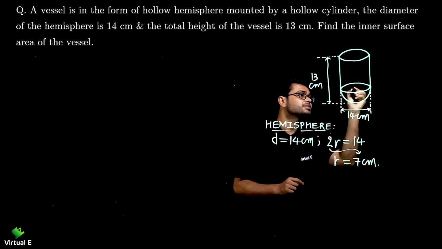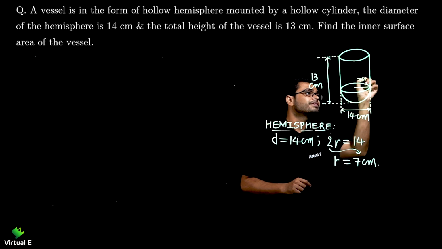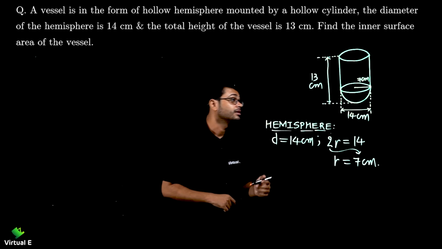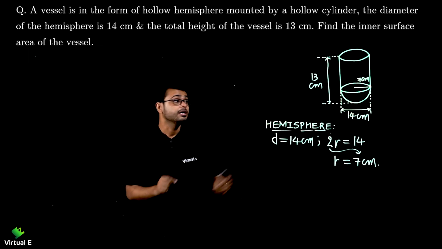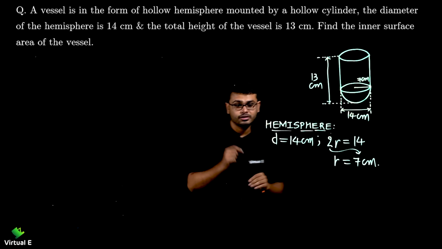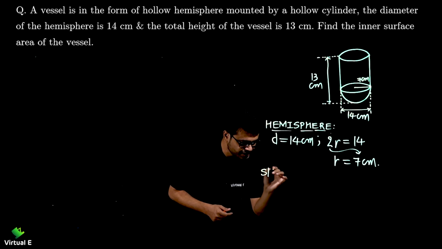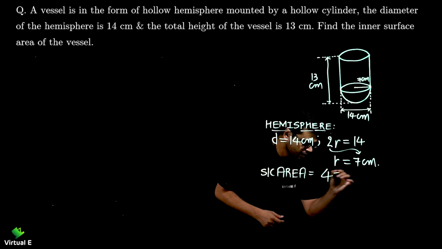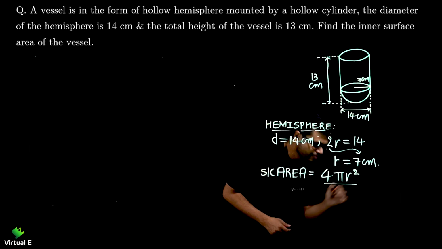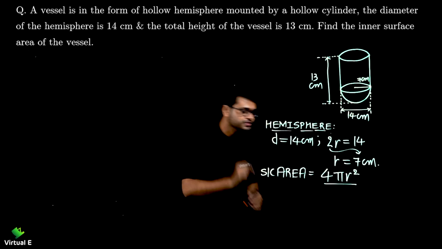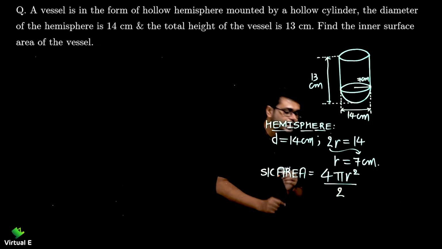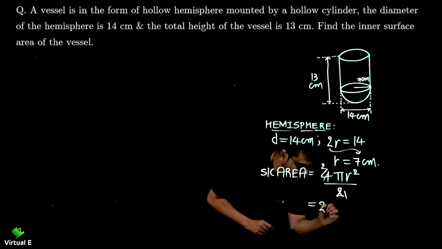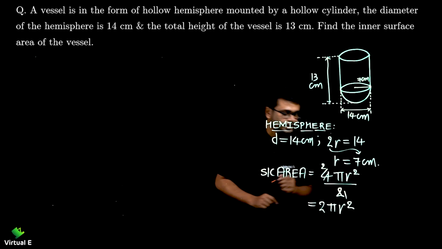Now we want to find the inner surface area of the hemisphere, the inside one. We have the radius, which is 7 centimeter. So what's the surface area of this sphere? Which is 4 pi r square, but we are talking about half of it. So let's write that surface area, which is 4 pi r square. Remember, we are talking about half sphere, hemisphere, that is divide by 2. So 2 pi r square is the formula.